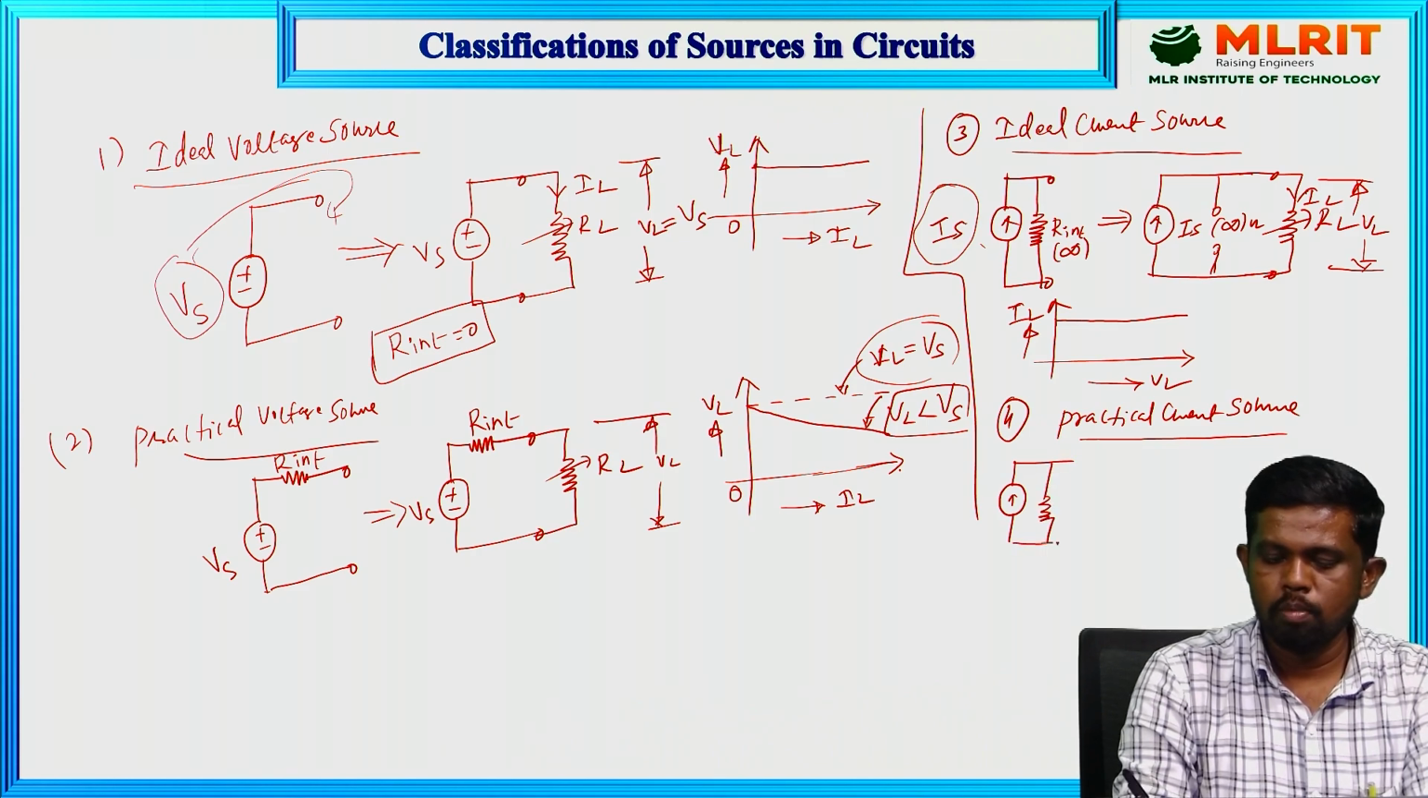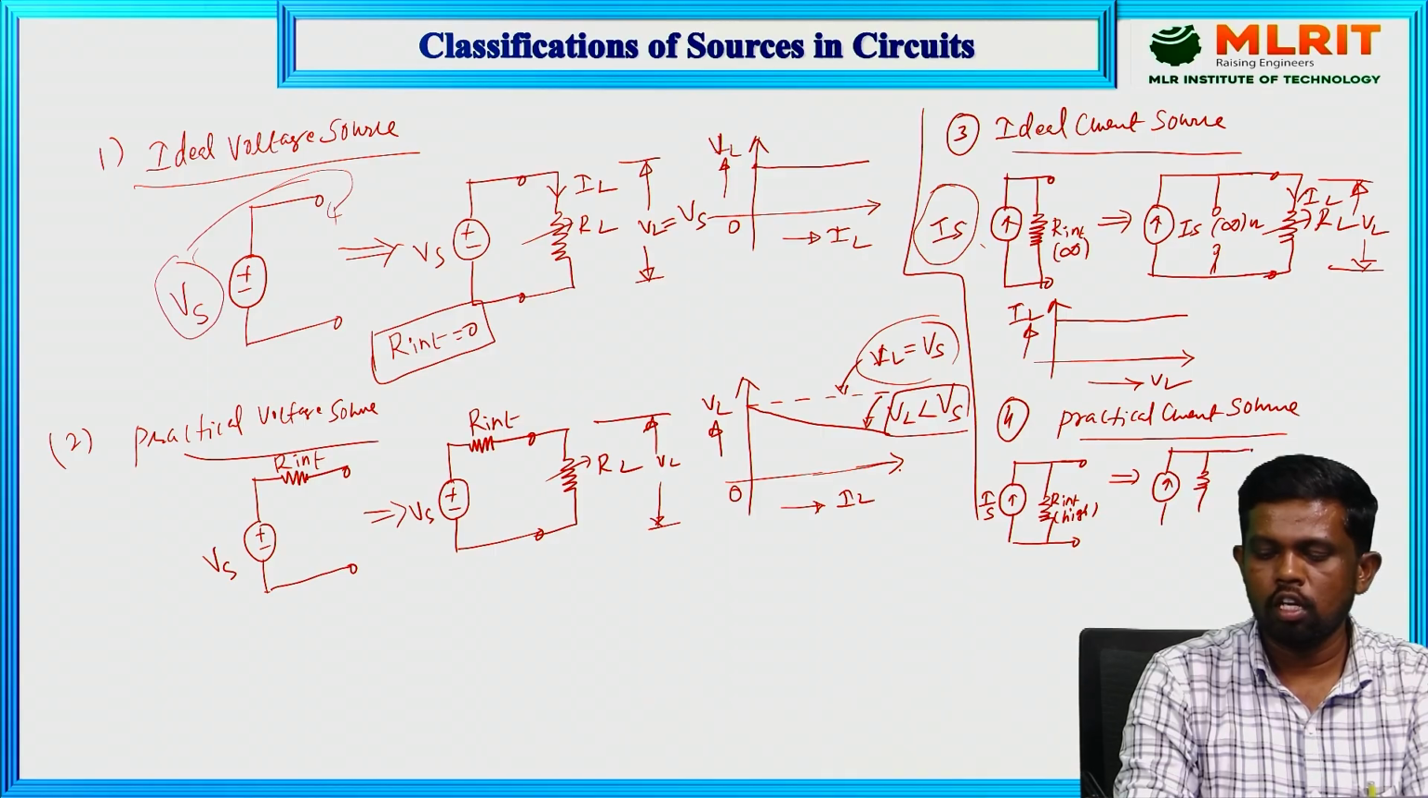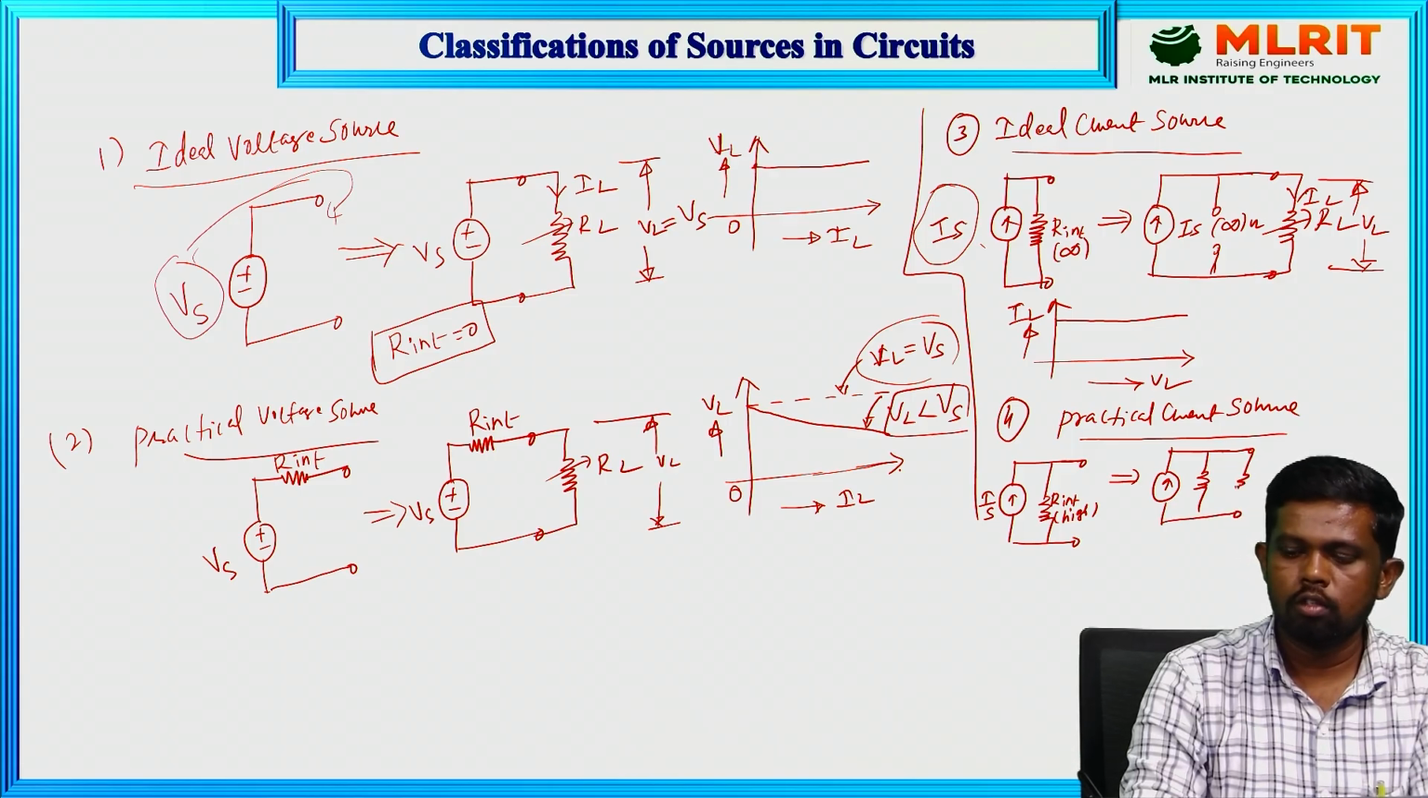So this is the symbolic notation of the practical current source. This is IS. This is the internal resistance across the source. It is presenting always a higher value. And after this we need to take one load, that is the load circuit. So this is the internal resistance. These are the load terminals, and this is the load RL.